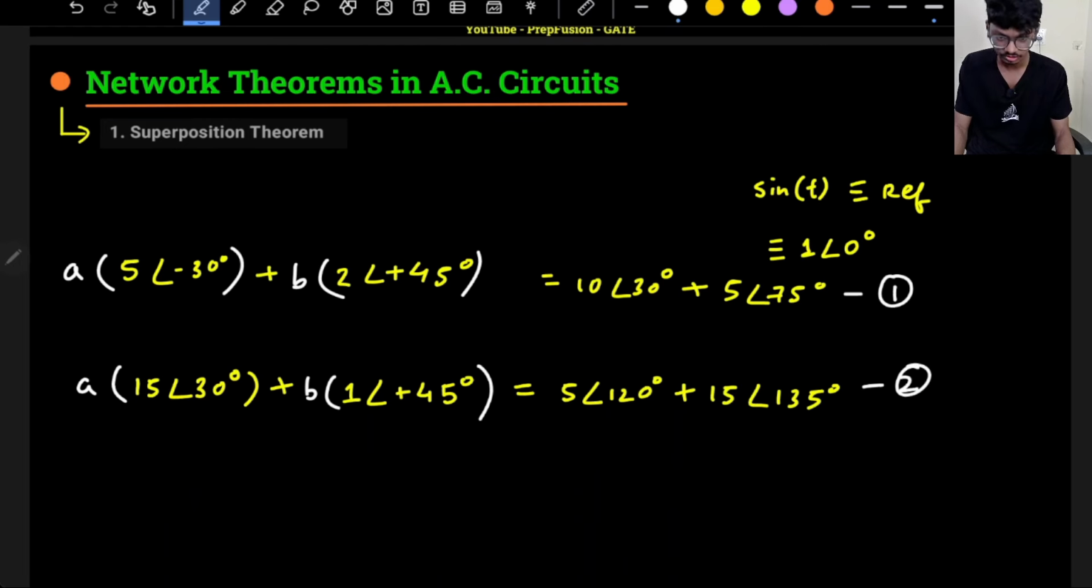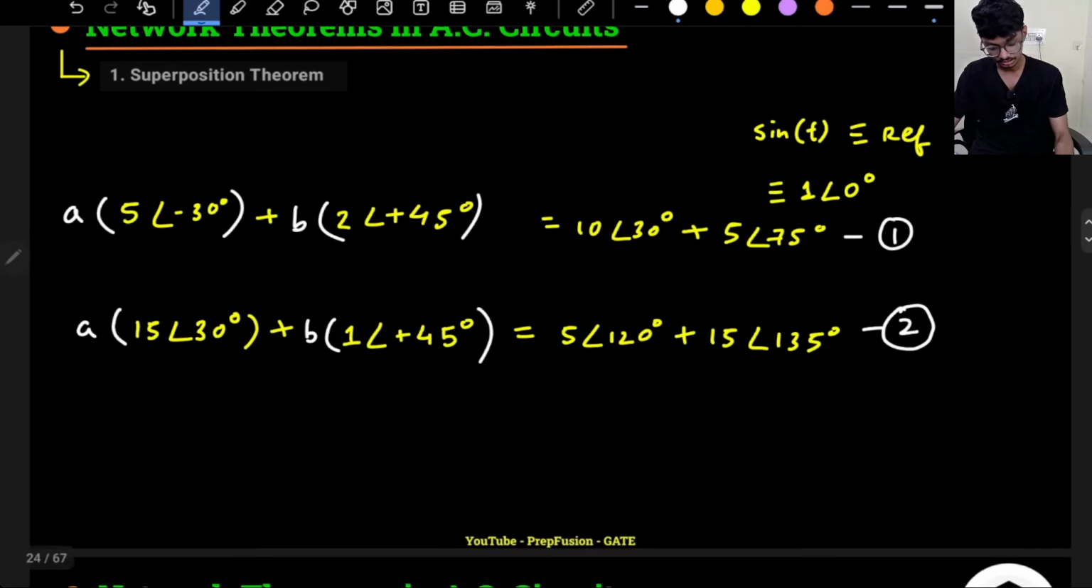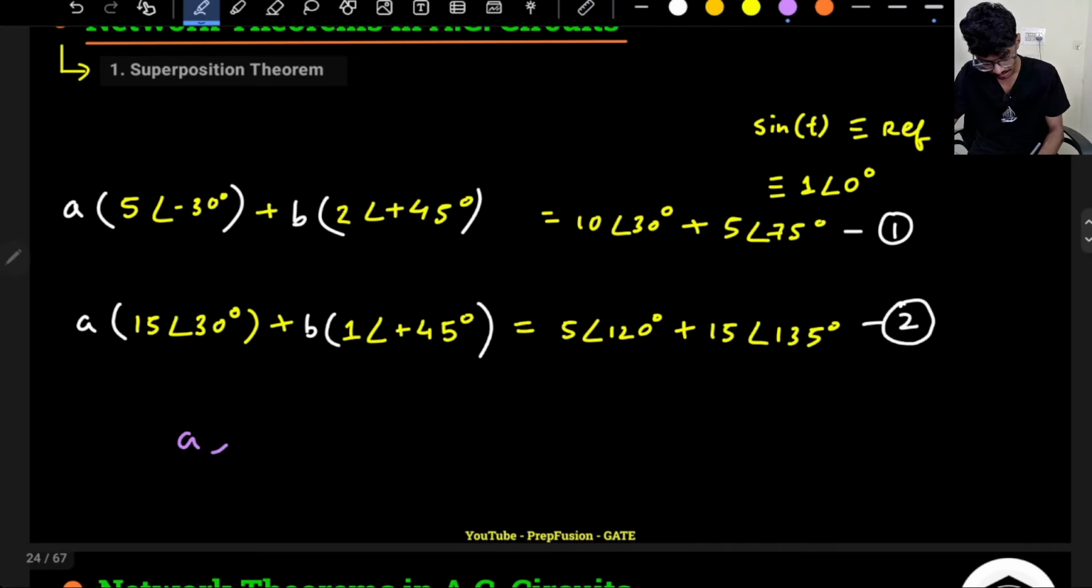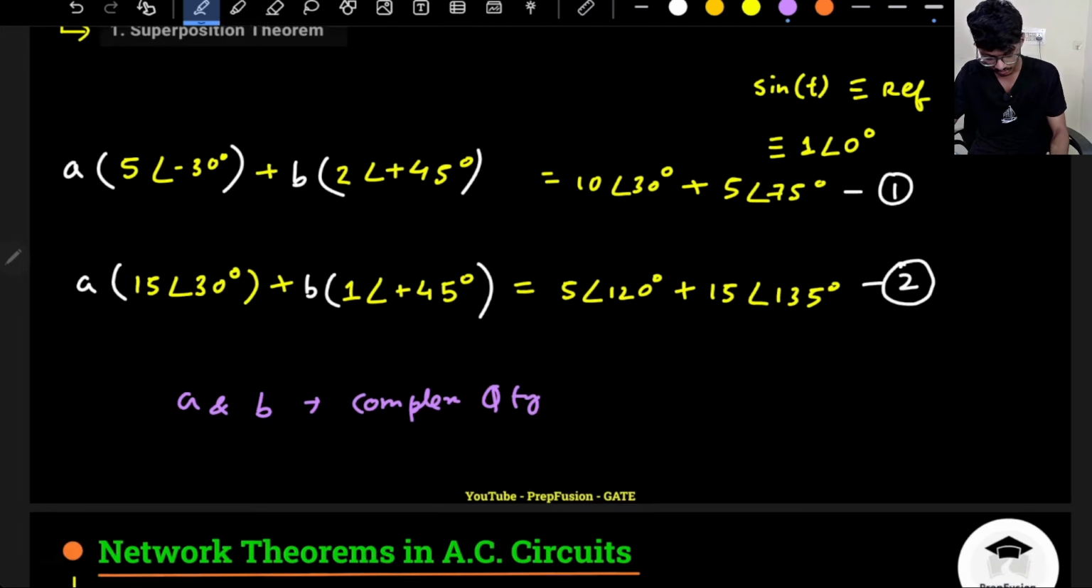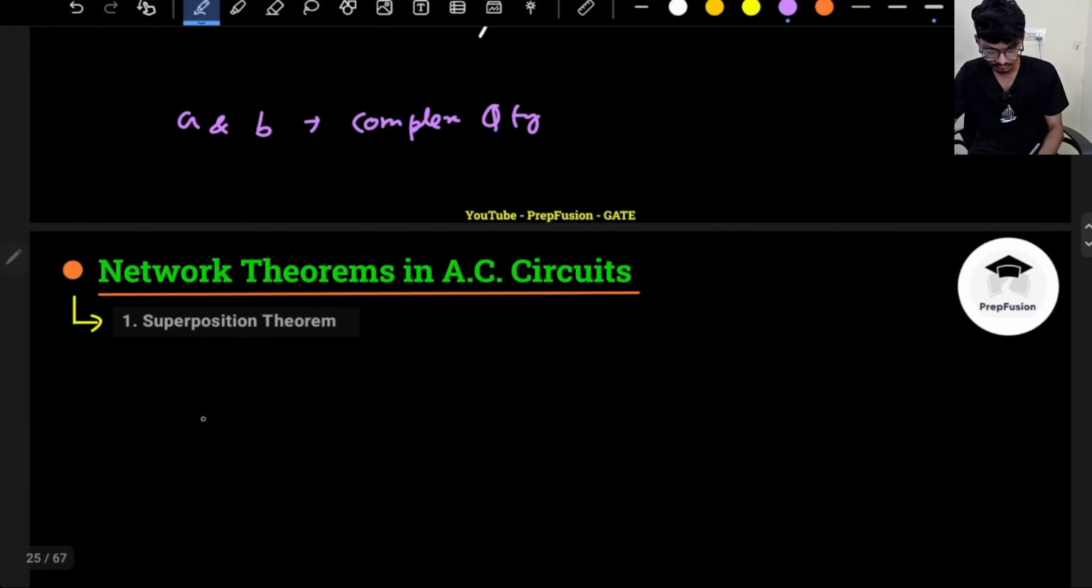So this is similar to the superposition theorem. I am not explaining how I am writing this. I hope you have already studied the superposition theorem. For DC, something similar I am doing here. Okay, this is just a revision. The important fact to note here is your A and B are complex quantities. So what is the homework for you? Homework for you is to find out the values of A and B. Solve A and B.